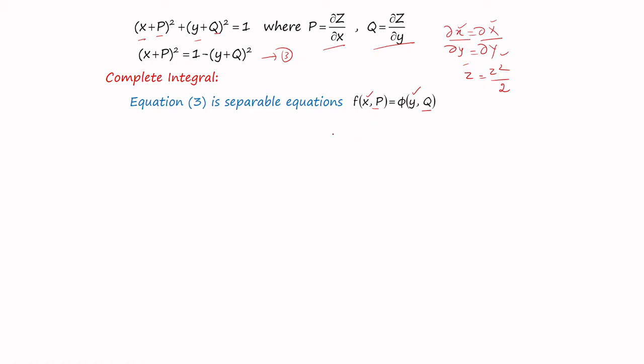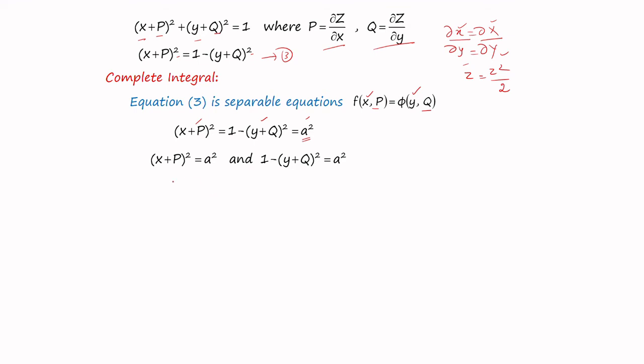Now, after that, how will you find a separable equation? You have to equate this to some constant, and because these terms are squared, you take that constant also as a square. So x plus p the whole square is equal to 1 minus y plus q the whole square, which is equal to some constant a square. You equate each term to this constant a square. So x plus p the whole square is equal to a square, and 1 minus y plus q the whole square is equal to this a squared.